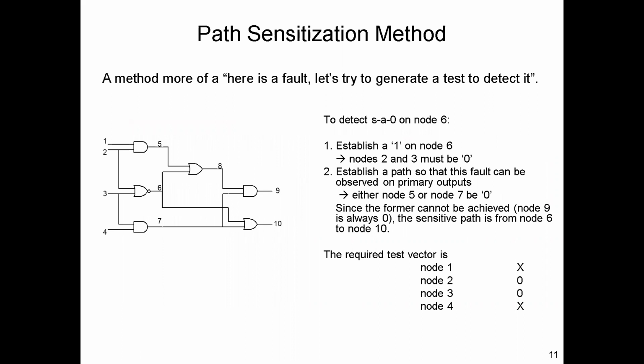Now, the second method to detect fault is to automatically generate input patterns. It's called the path sensitization method. This method is more of, here is a fault. Let's try to find a test vector to detect it. Let me use this example.